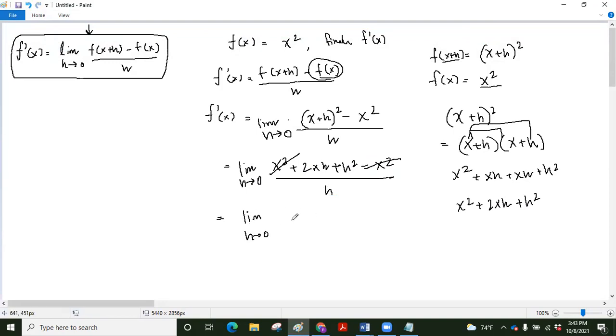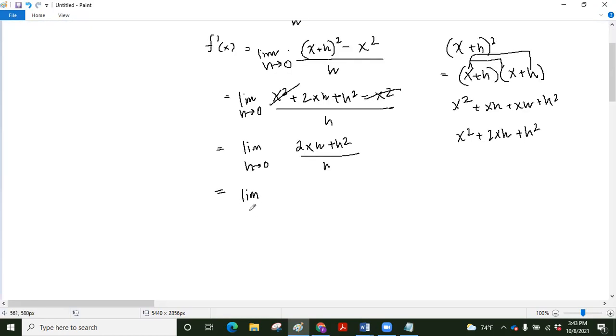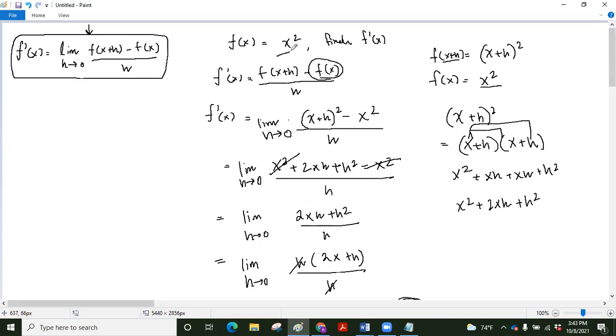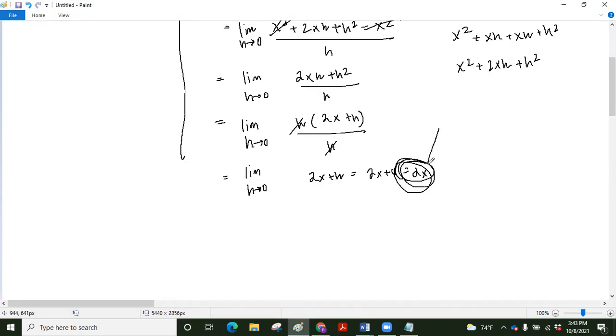The limit as h approaches 0 of 2xh plus h squared over h. This is the limit as h approaches 0 of, we're going to factor out an h, 2x plus h over h. These h's cancel out. So this is the limit as h approaches 0 of 2x plus h, which is 2x plus 0, which is just 2x. So the derivative of x squared using the limit definition is 2x.